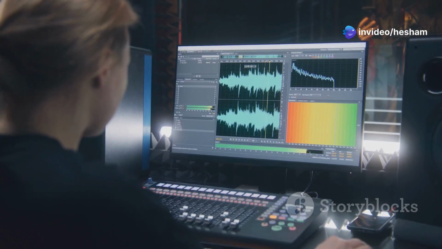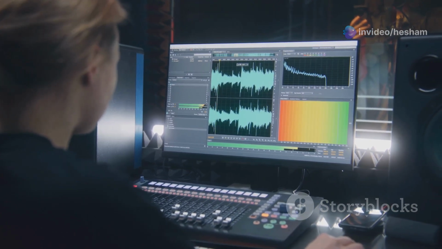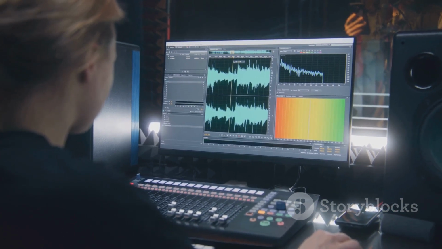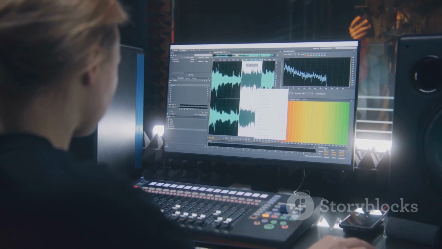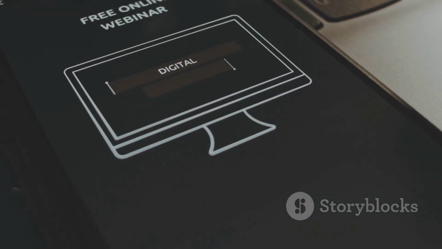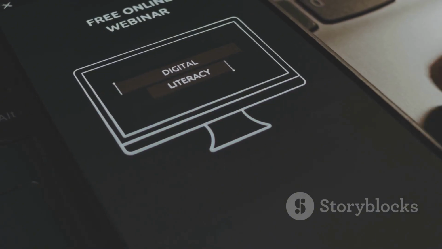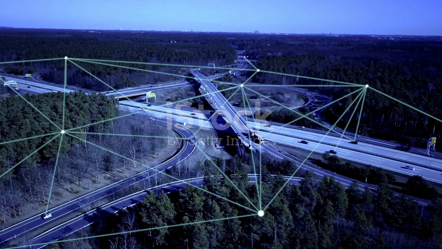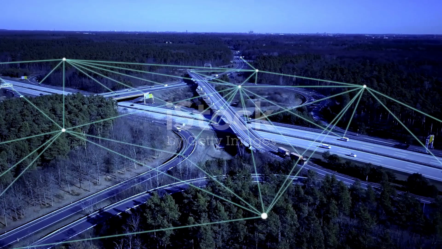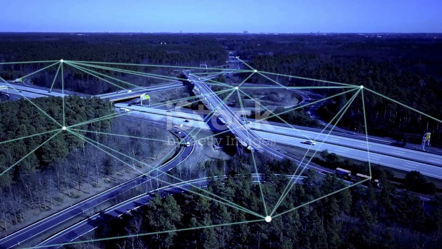DSP algorithms analyze and manipulate signals like audio and video, enabling applications like noise cancellation, image compression, and medical imaging. Real-world case studies showcase the transformative power of digital systems. From self-driving cars to advanced medical devices, these systems are shaping the future of technology.